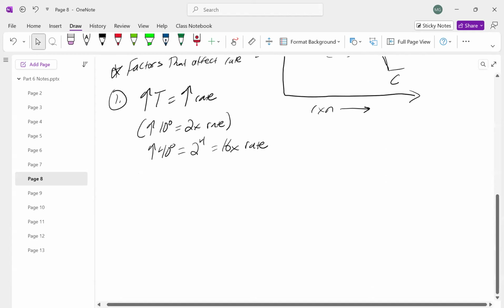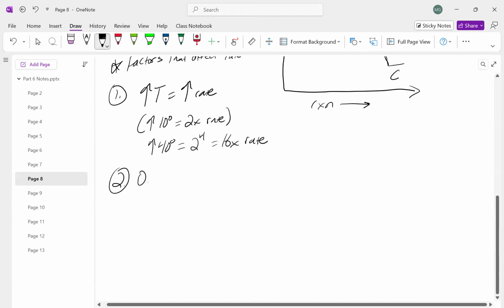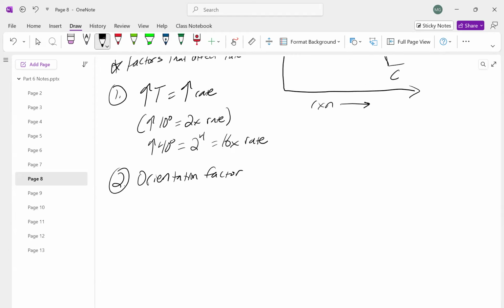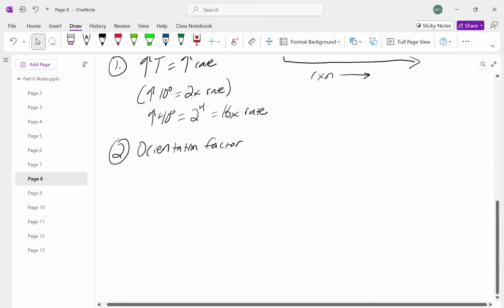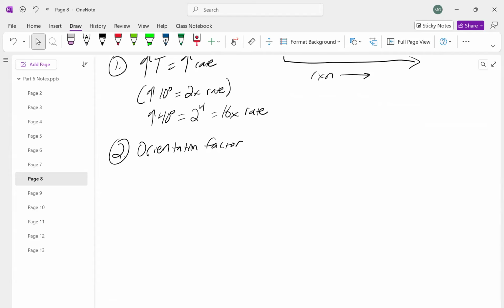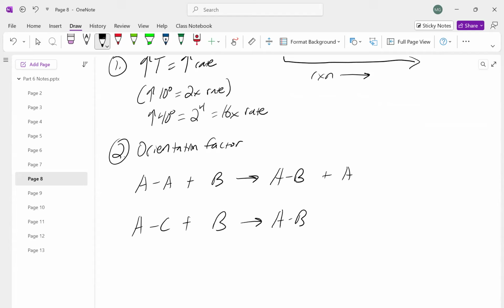Another thing that affects the rate of a reaction is something called the orientation factor. Remember that in order for reactions to occur, molecules have to collide. So they have to collide in the correct orientation in order for that collision to result in a chemical reaction. So let's compare these two reactions here. The goal is to make AB, and we're looking at two different reactants to accomplish that.